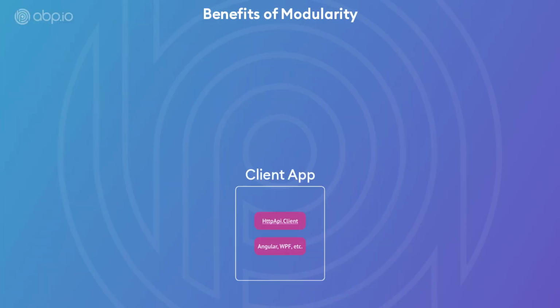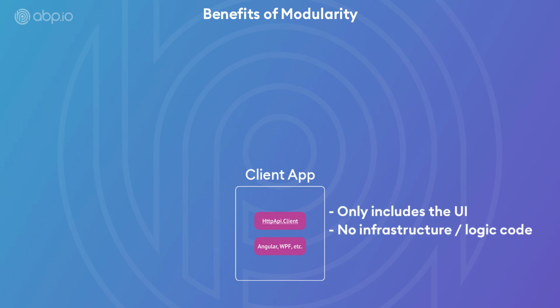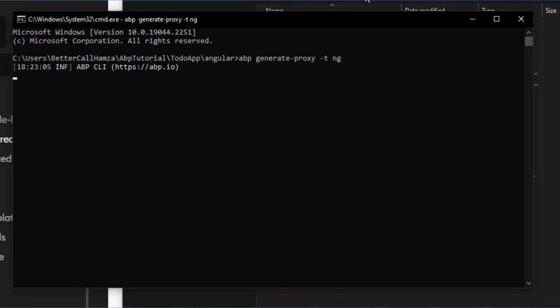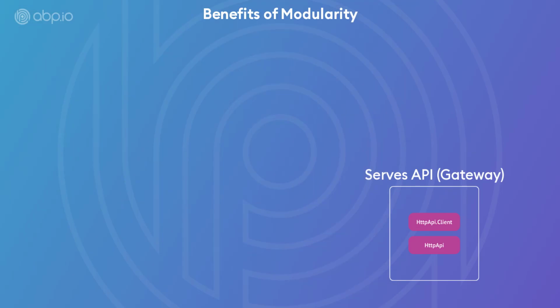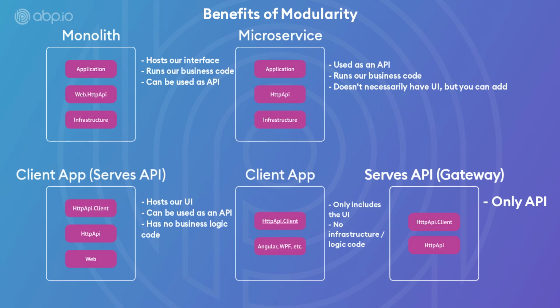And the fourth scenario is the client app, like for example the Angular client app or whatever client app, which only includes the UI and no infrastructure at all. And that's why we generate proxies to communicate with the API. And the last scenario that I would call the gateway, which is a pure API that does not have anything at all. Now the sweet thing about these is each of these can run on its own independently, which makes it easier and more flexible to customize your application and change each of them on its own without affecting the others.